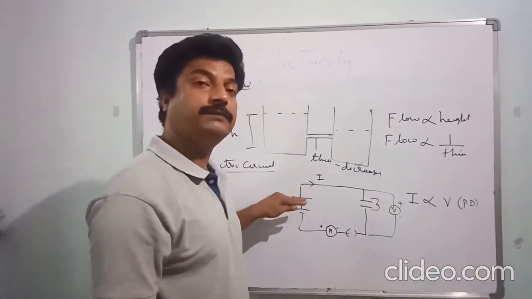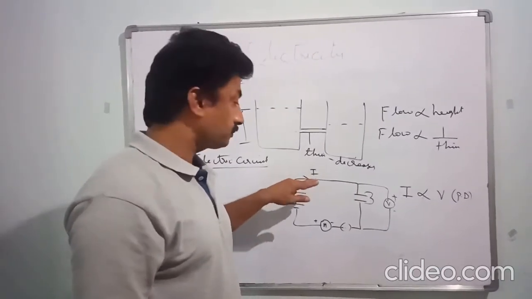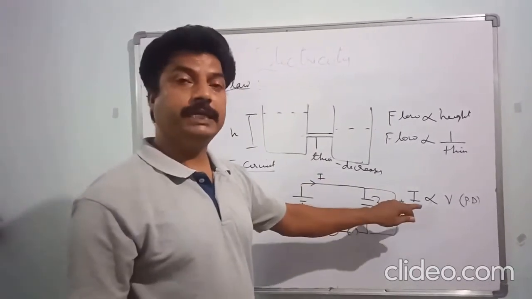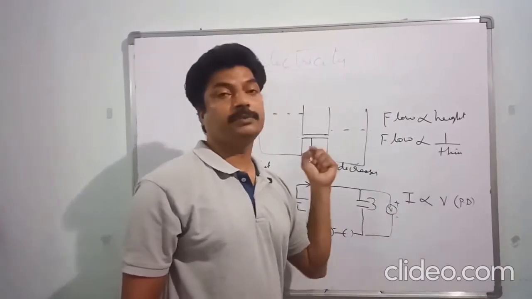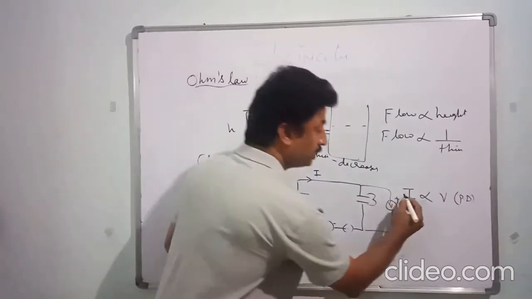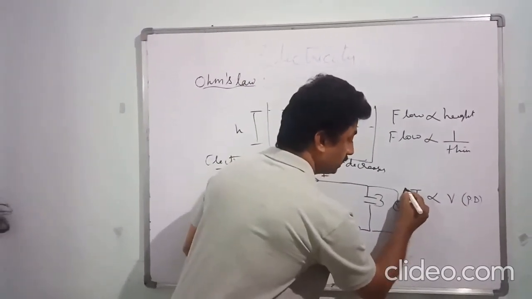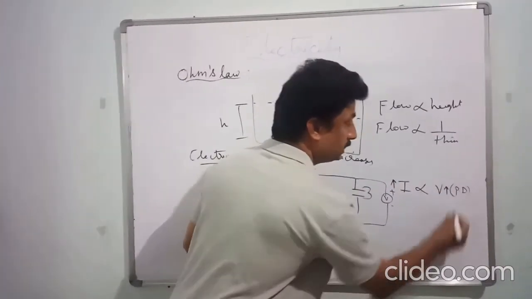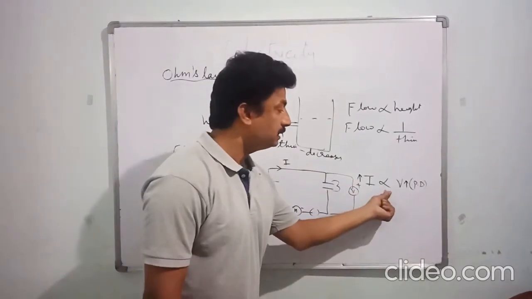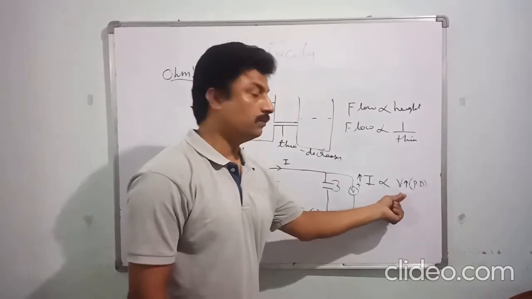There is a potential difference, and there is a relation between I and V. That is, I is directly proportional to the voltage. Means what? If the voltage increases, the current increases. Okay. So I is directly proportional to the voltage.